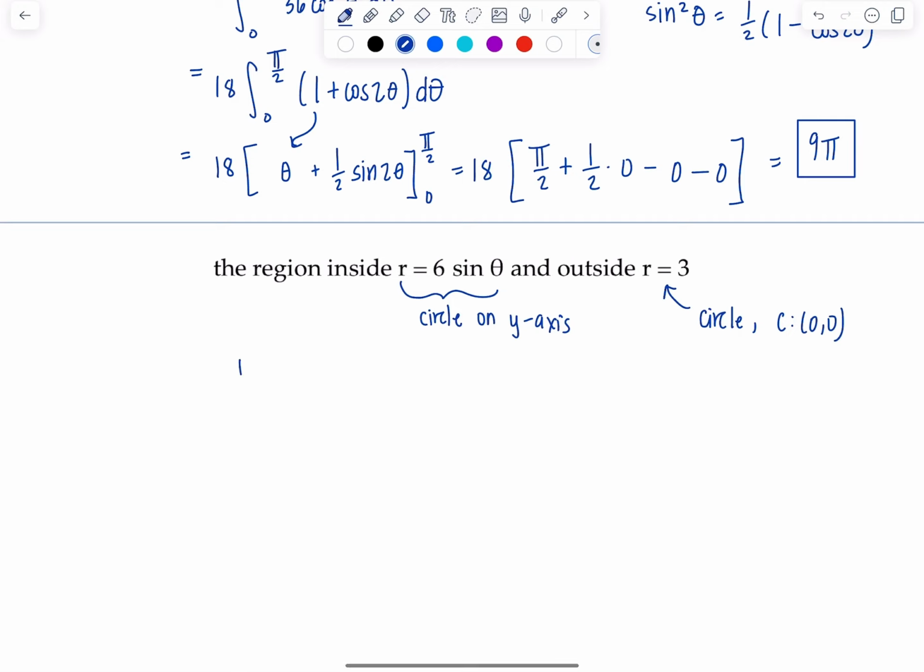So let's find the intersection for these two curves. We're going to set 6 sine theta equal to 3, which means sine theta is 1/2. When does that happen? Do you remember? Do you know your unit circle? At pi over 6 and 5 pi over 6. Okay, very good.